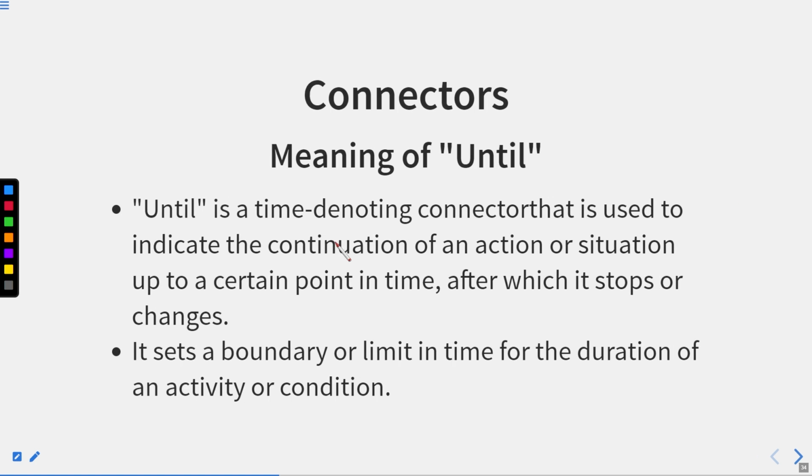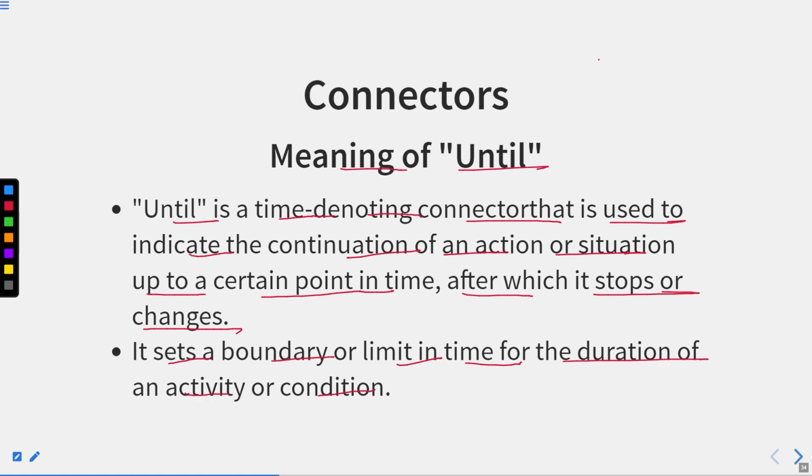Moreover, we have already discussed, when we discussed the word unless, I told you that until and unless both serve the same meaning. The basic difference is that until is time bounded and unless is situation bounded. So what is actually the meaning of until? Until is a time denoting connector that is used to indicate the continuation of an action or situation up to a certain point in time, after which it stops or changes. It sets a boundary or limit in time for the duration of an activity or condition.